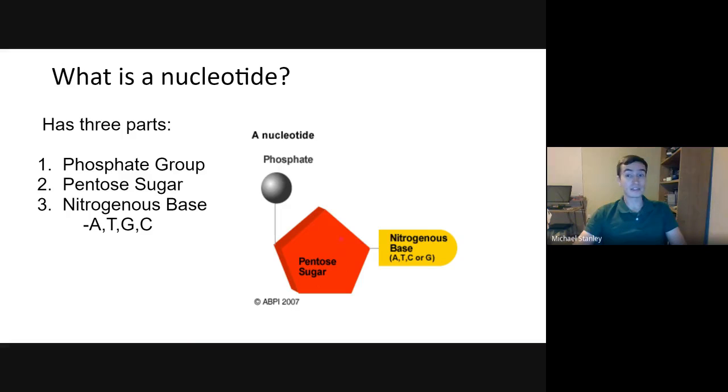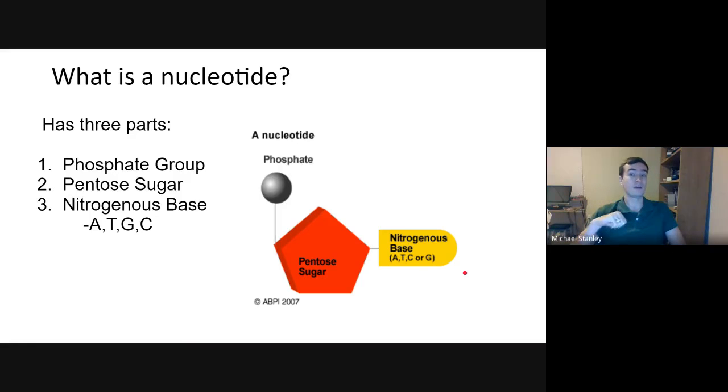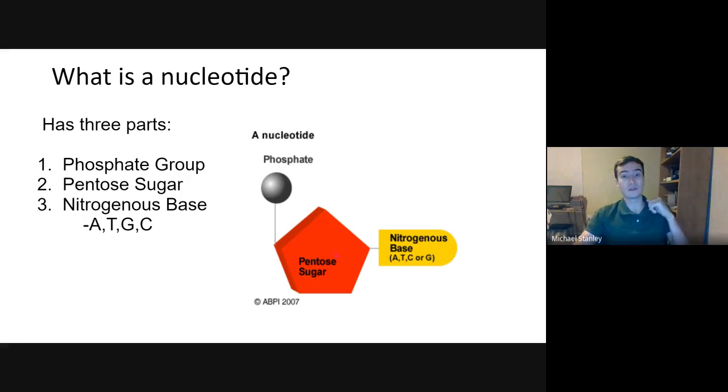The only thing that is different is this base over here on the side. So you can have one of 4 different bases: an A, a T, a C, or a G. So again, you have these nucleotides that are made out of 3 different parts. And if you connect millions of these nucleotides together across from each other in these double strands, you get DNA.